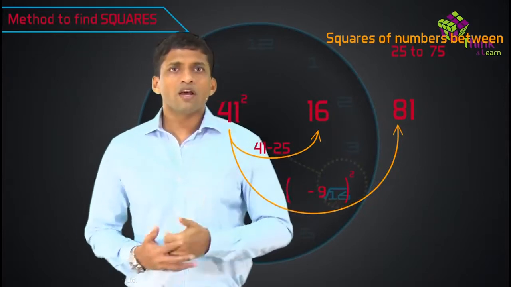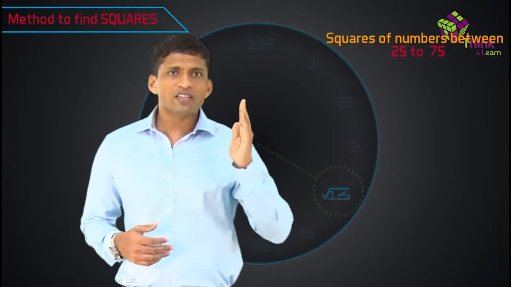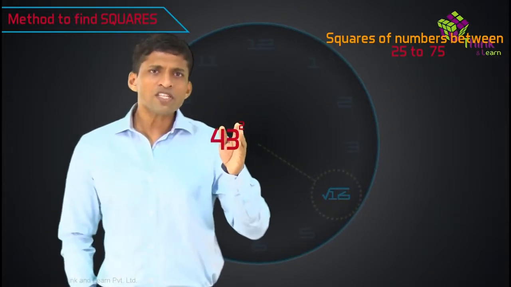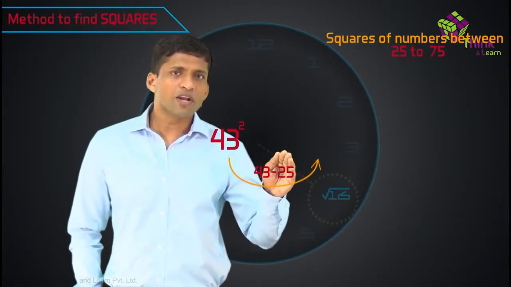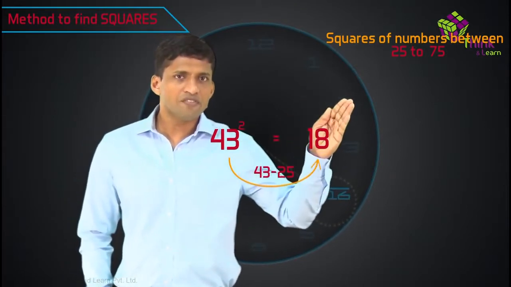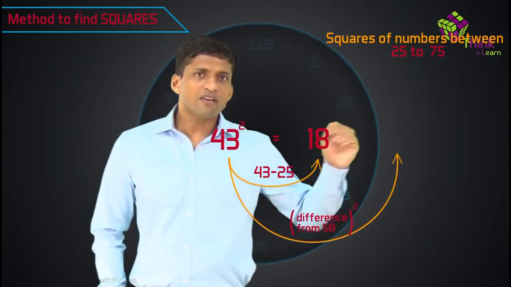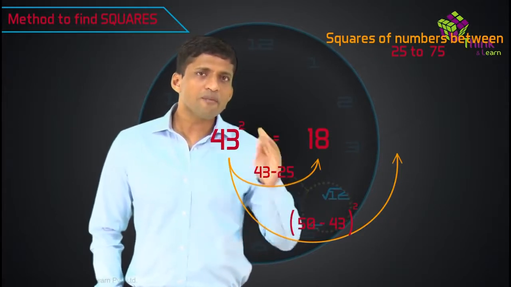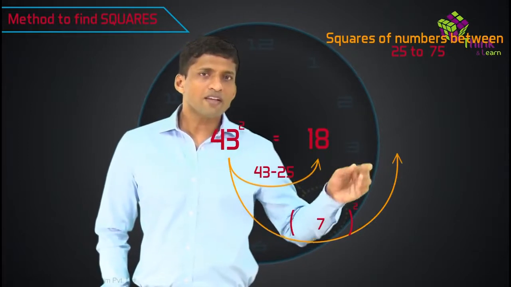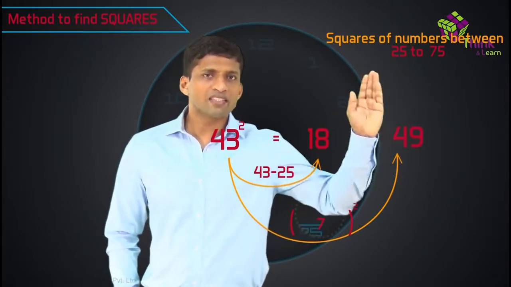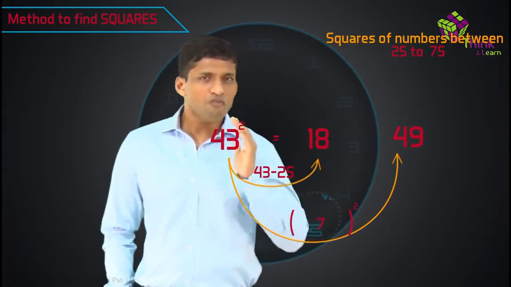So you will understand this with one more example. Let me take one more number here. To find 43 square, what we need to do is, take the difference from 25, that is 43 minus 25. So you get 18 as the first 2 digits. Then take the difference from 50. Now what is the difference from 50? 50 minus 43 is 7. You take the square of that. So you get 49 as the last 2 digits. So what is 43 square? 18, 49. Very simple, right?